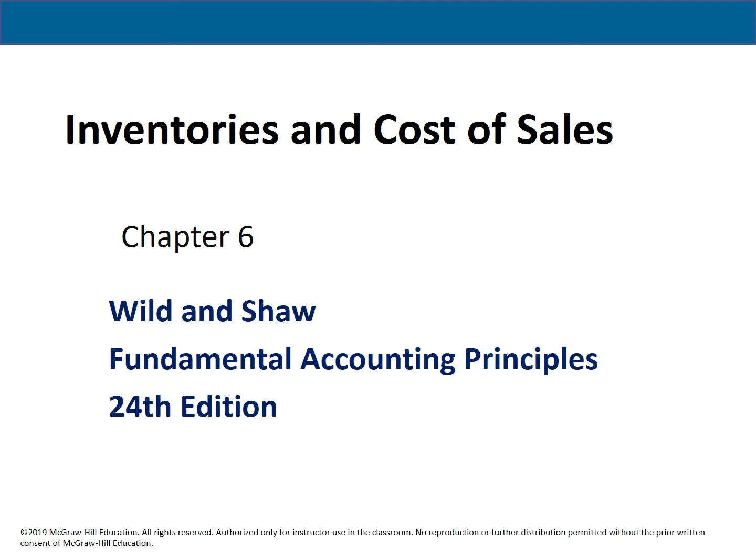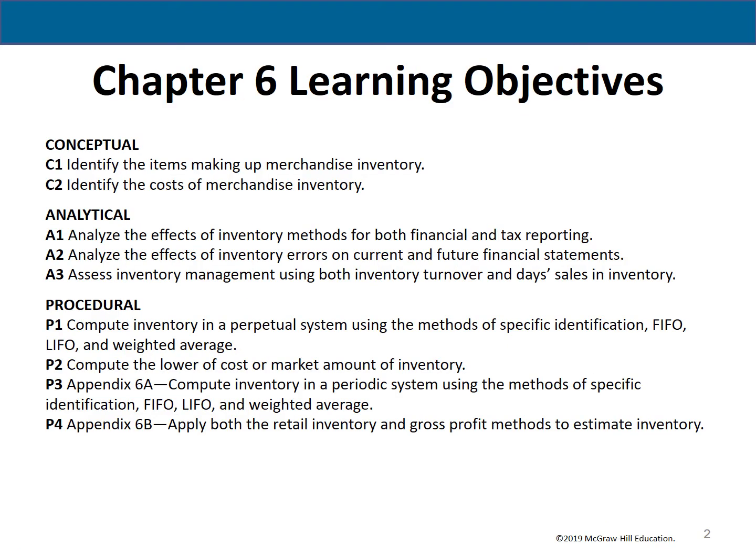Hi everyone, we are now going to look at Chapter 6, which is still on inventories and some special things we do with it, for lack of a better word right now. So let's take a look at what we're going to be seeing in this chapter related to inventories. We're going to identify the items that make up merchandise inventory. We already talked about this a little bit in Chapter 5, but now we're going to reiterate it and make sure we understand when we include something in inventory.